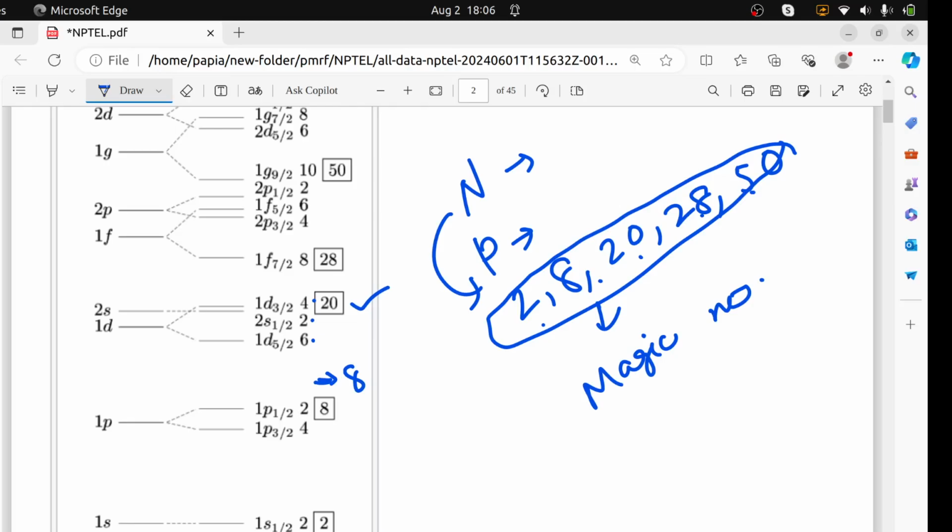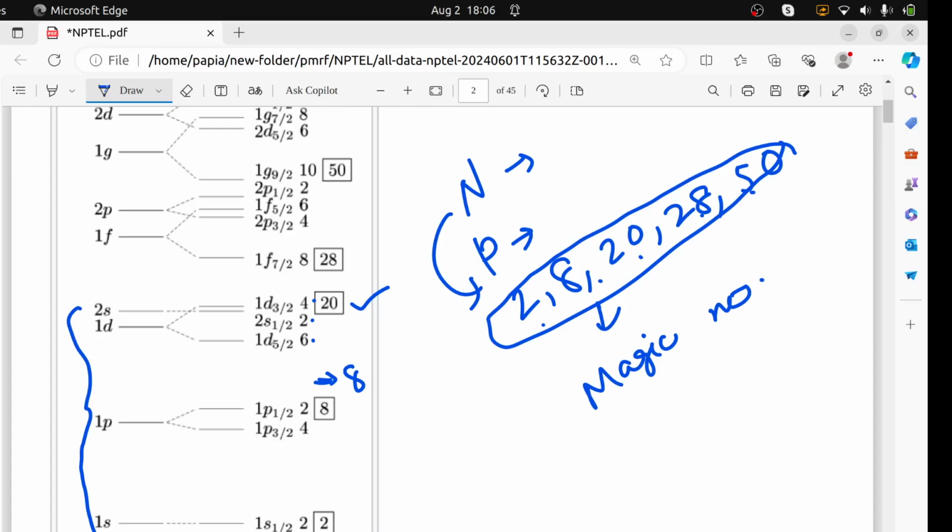Up to this, all the nuclear states are fully filled. And obviously you can see that if I go from 2s to 1f, then there is a big difference, right? So if all these states are fully filled, that means the nucleus is very much stable.